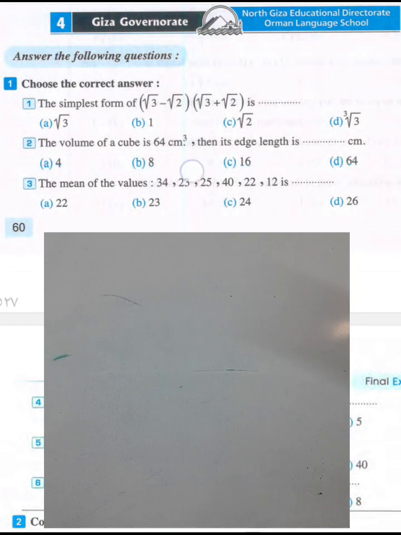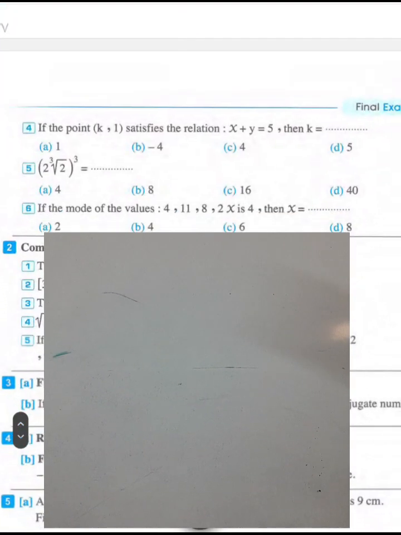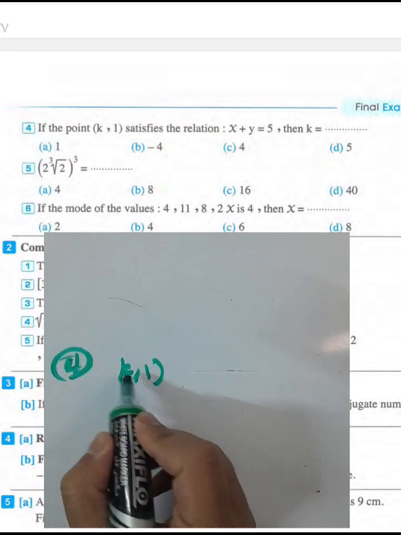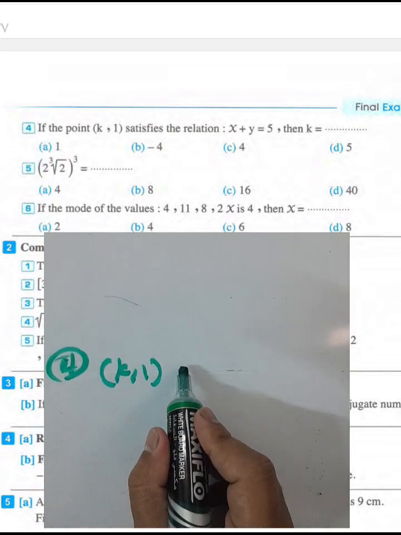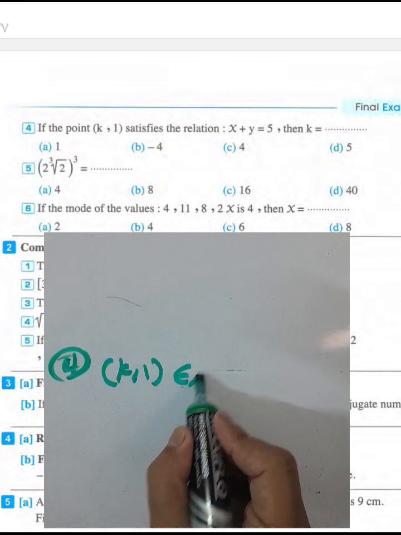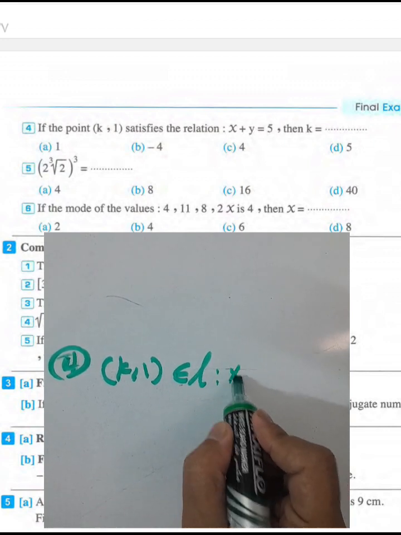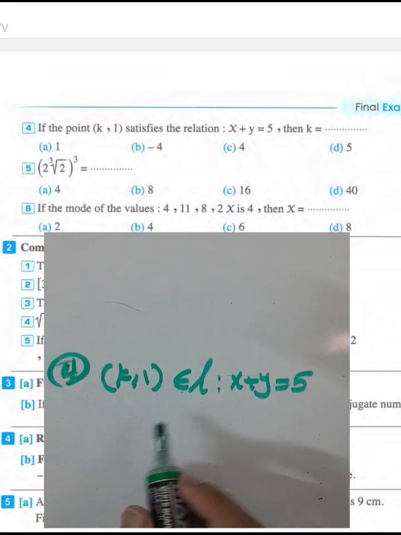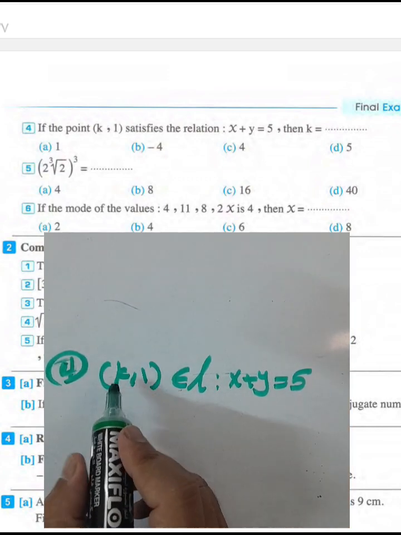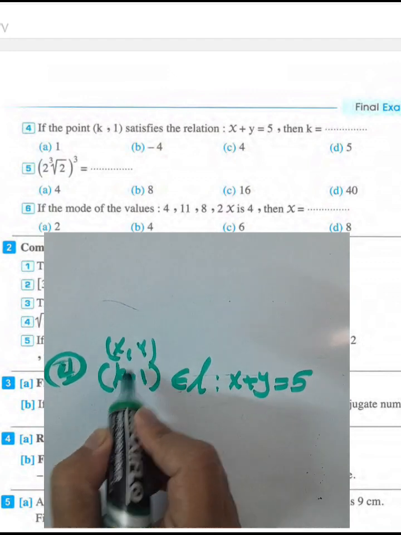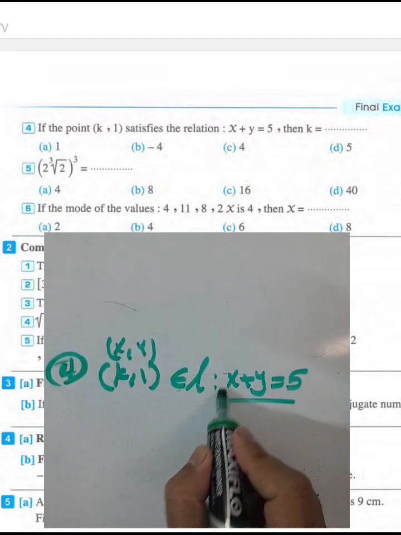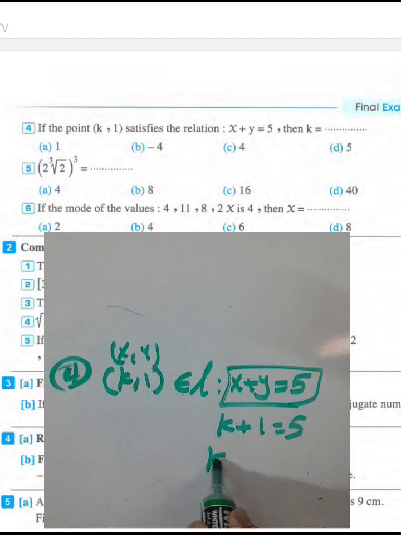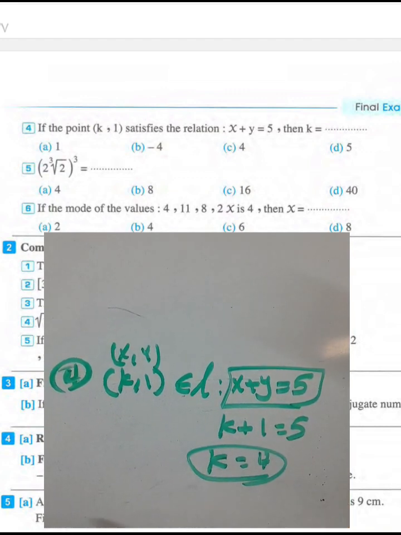Question number 4: if the point K and 1 belongs to the straight line x plus y equals 5, then this point satisfies the equation. Put x equal k and y equal 1. We have the equation k plus 1 equals 5, then k will be 4, because 4 plus 1 equals 5.